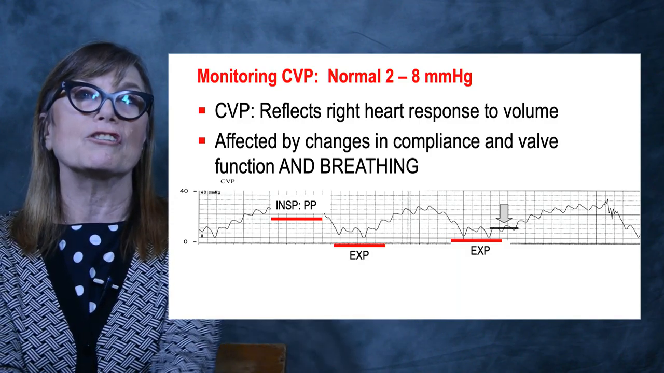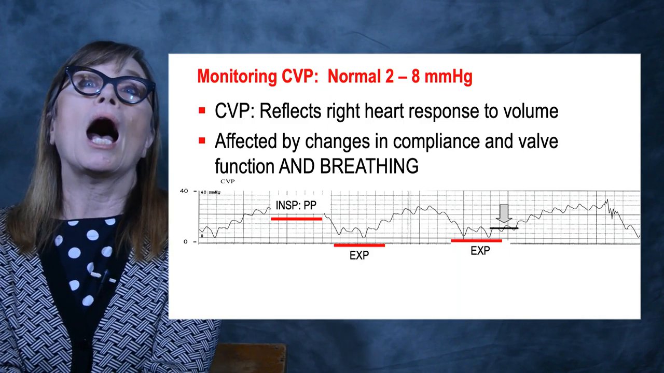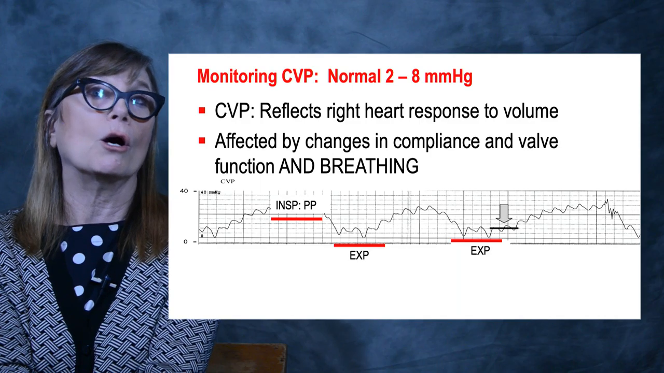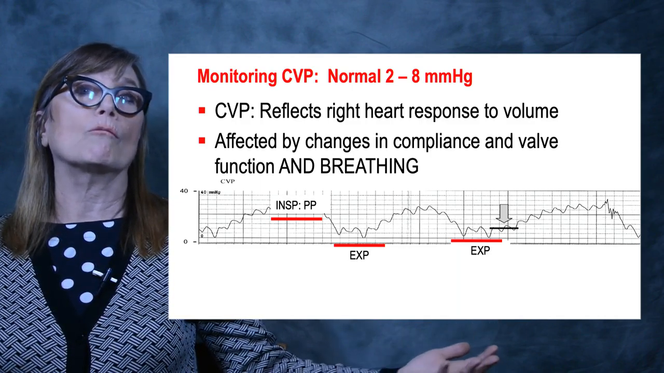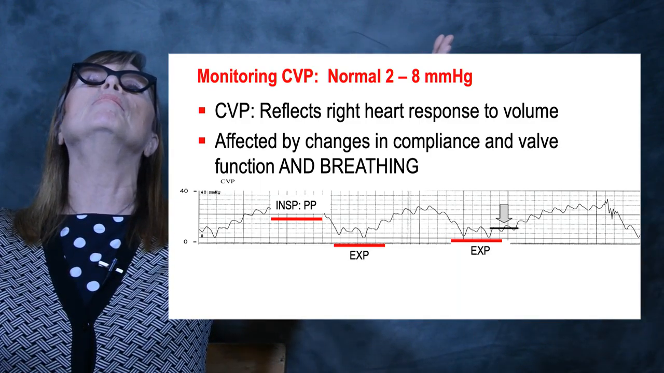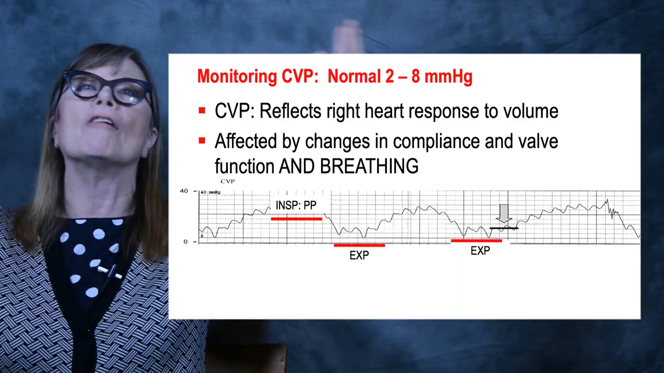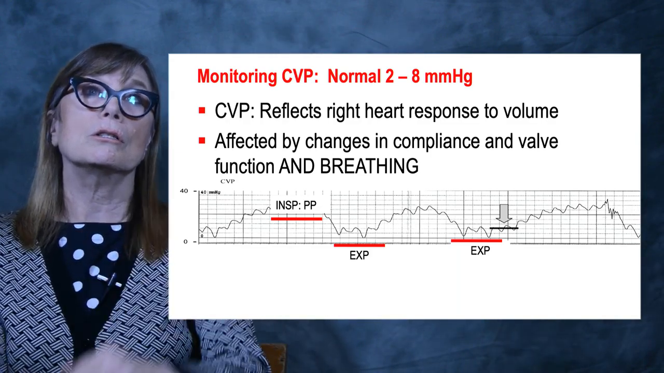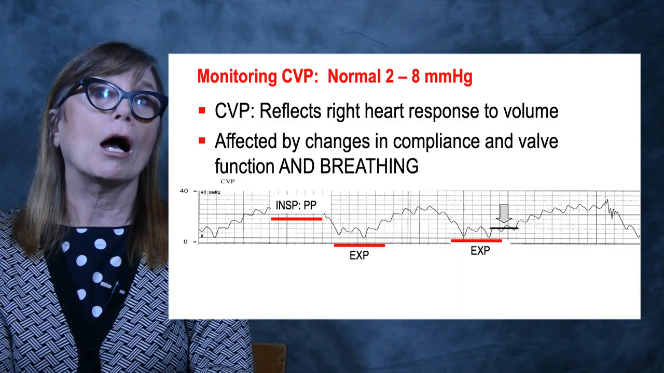We're breathing spontaneously, and I could get 4 liters of fluid without making my CVP go up because I have a nice compliant right ventricle which says, give me volume, buddy, no high pressures, give me volume. But the loss of compliance of the right ventricle causes the pressure to be measured at a higher level.